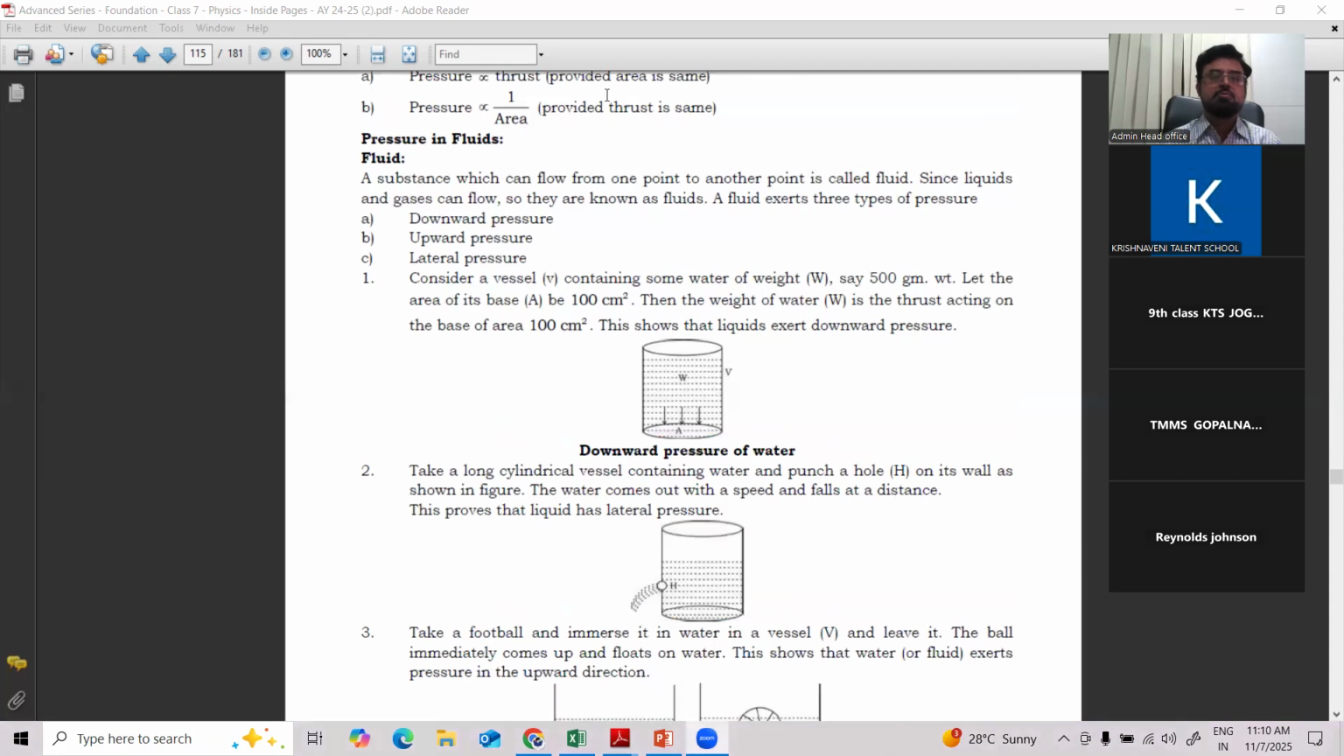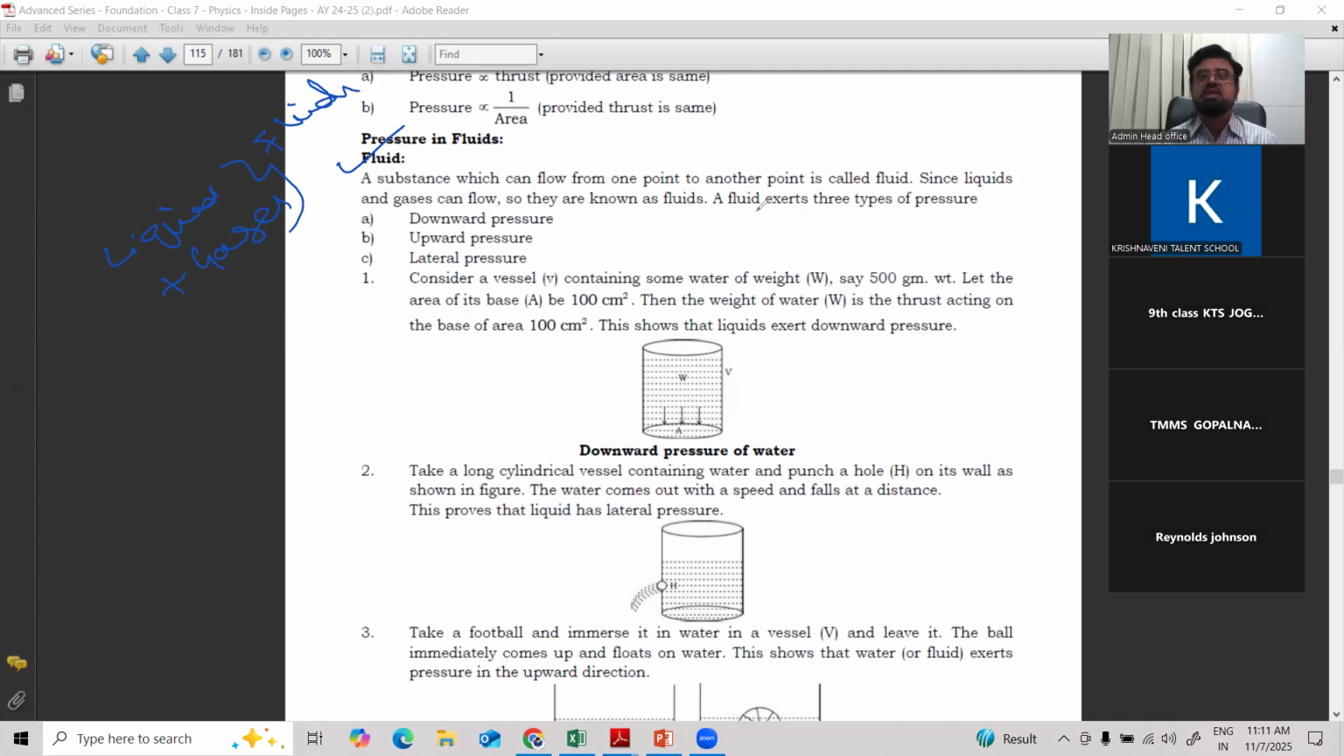Clear? Now, let's start with what pressure in a fluid is. So what is a fluid? Both liquids and gases together are called fluids. Why? Because they flow. A fluid is one which flows. Suppose there is a drop of water on the floor, what happens? It will flow. Similarly, gas will always flow. So liquids plus gases, which flow, are called fluids.